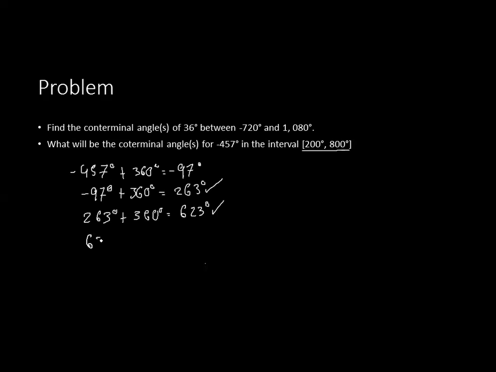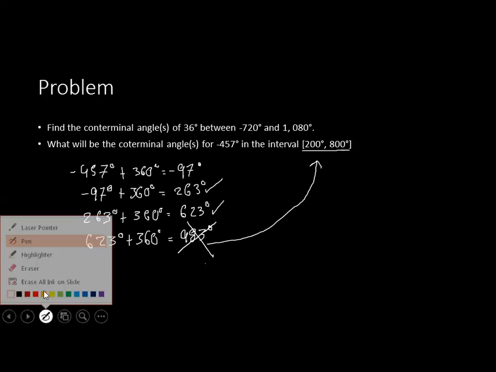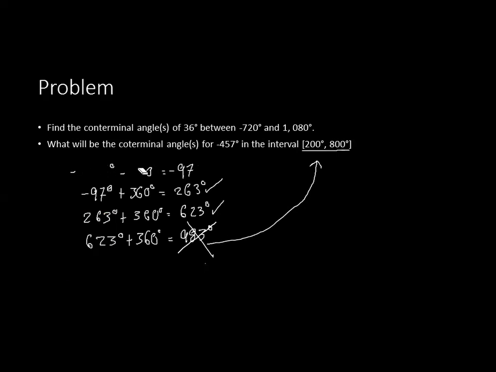Now let's continue. 623 degrees plus 360 degrees. So here, let me take a look. Plus 360, we have 983 degrees, which is beyond this interval. So no. All right, we're not going to include the first one and the last one since they are beyond this interval.